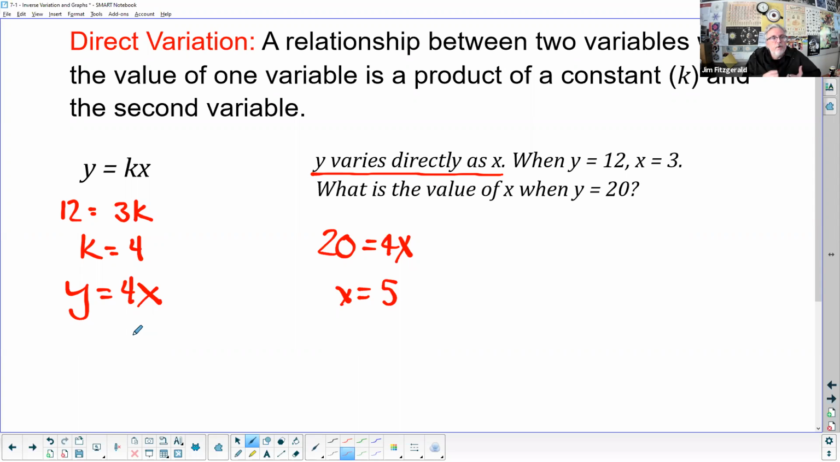All right, so that's direct variation. These are also linear equations, right? If I were to graph this, this would be a linear equation. It would have a slope of 4. It would go through the origin, right? So we've talked about direct variation. Only most of the time we talk about it as linear equations.